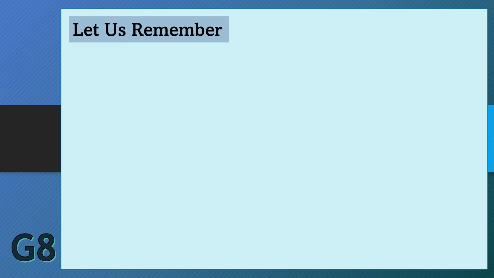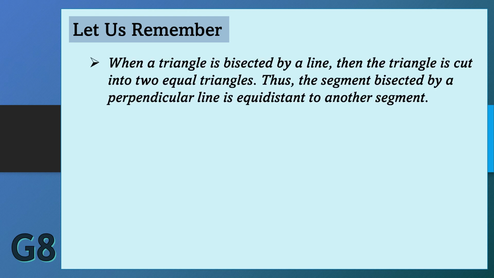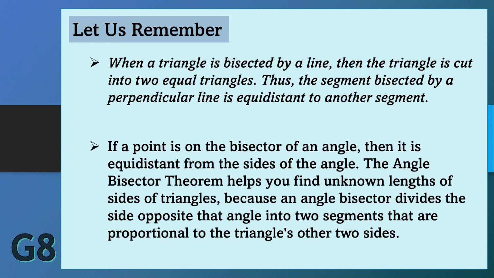Before we end, let us remember that when a triangle is bisected by a line, then the triangle is cut into two equal triangles. Thus, the segment bisected by a perpendicular line is equidistant to another segment. And if a point is on the bisector of an angle, then it is equidistant from the sides of the angle. The angle bisector theorem helps you find unknown lengths of sides of triangles because an angle bisector divides the side opposite that angle into two segments that are proportional to the triangle's other two sides.